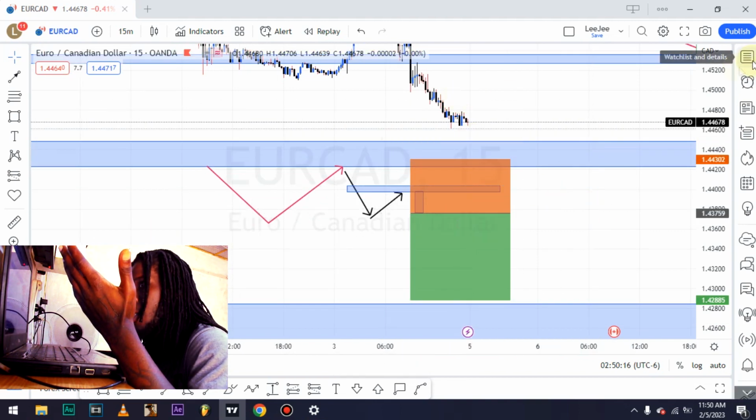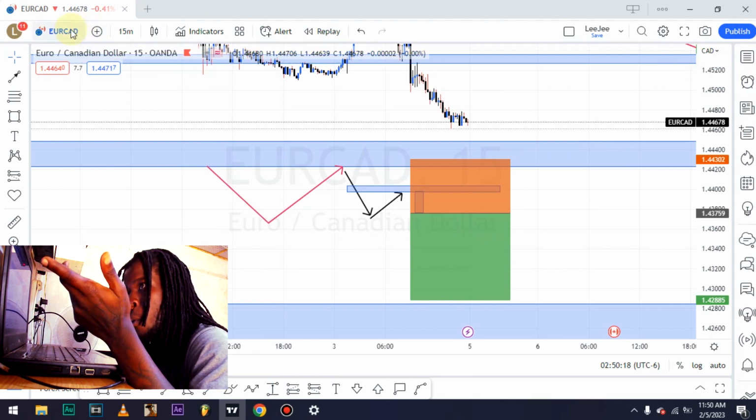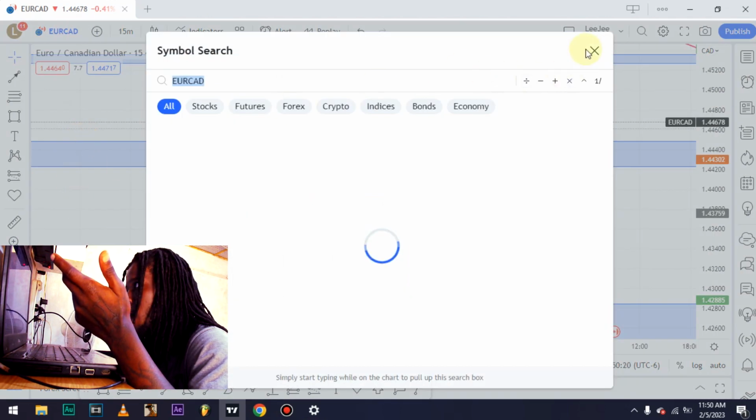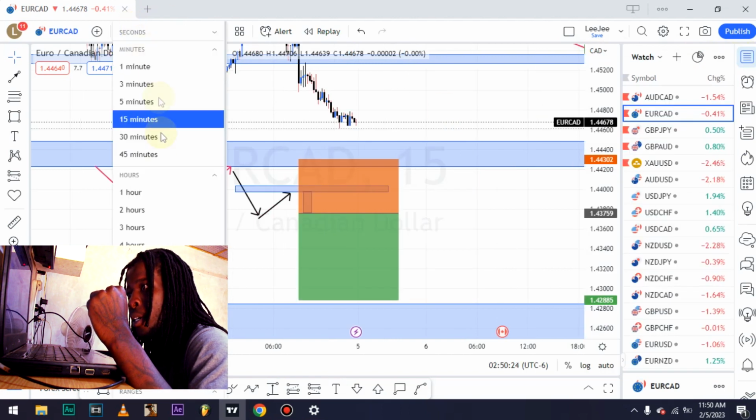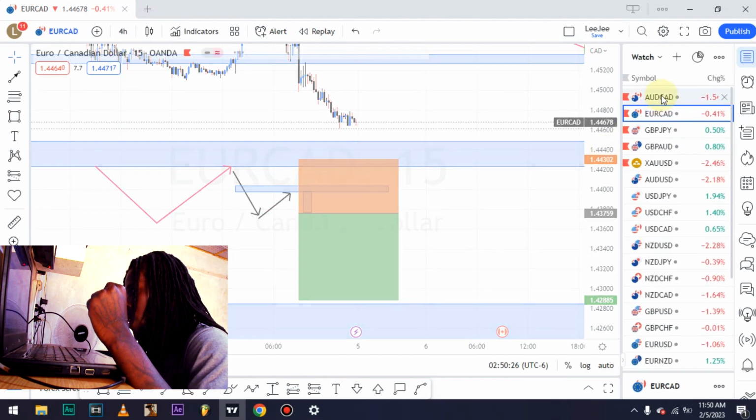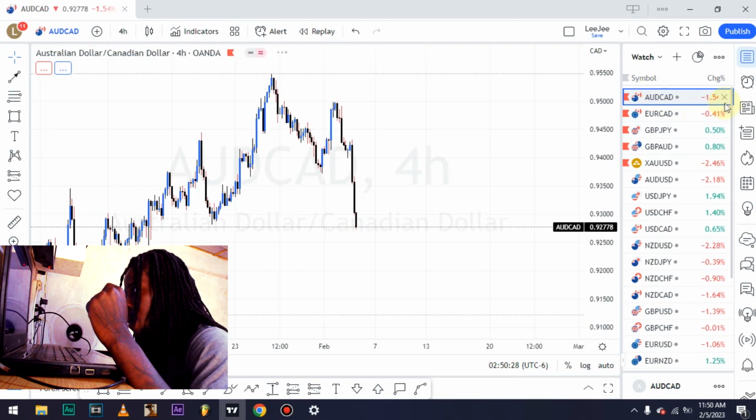So Euro Cad will be on my watch list this coming week. Okay, so let's look for other pairs. That is Euro Cad. Let me check the AUD Cad.